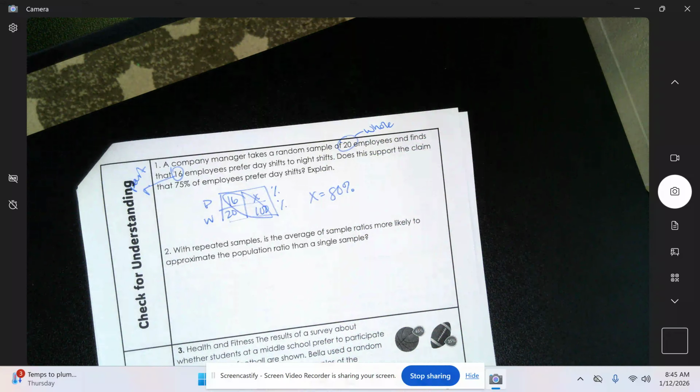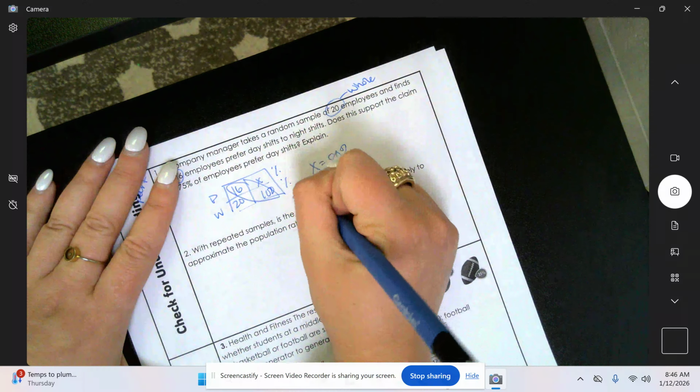How does 80% compare to 75%? It's 5% away. Is that okay? Yes. So does this support the claim or does it reject the claim? Is this close to this? Yes. So if they're close, it supports the claim. Now what we just did, we were far off, right? We were 20% off. So did ours support or reject? Reject. Rejected it. This supports it.